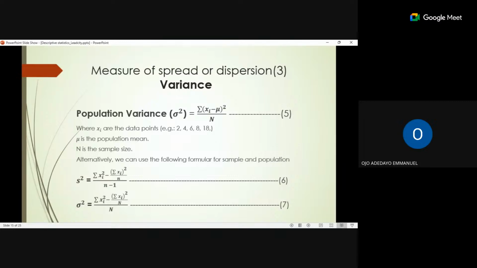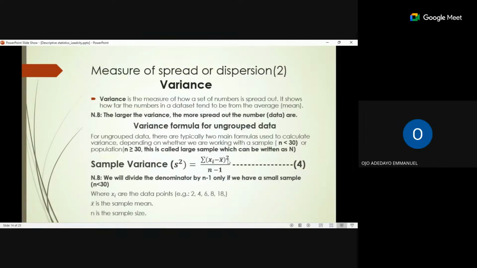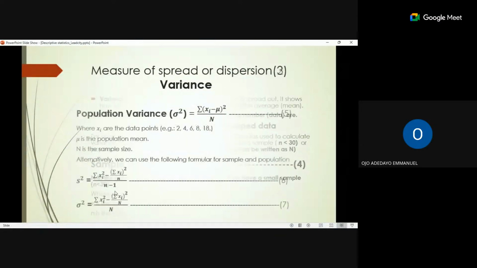What I am saying is that you should be able to differentiate between the population variance and the sample variance. Now, alternatively, if you are the type that finds this formula too difficult, you can go with this. The expansion of this is what we have here. If you love this one, you can go with this.